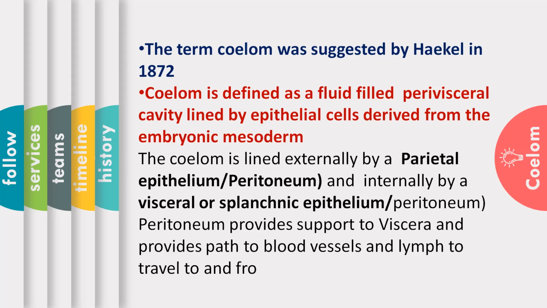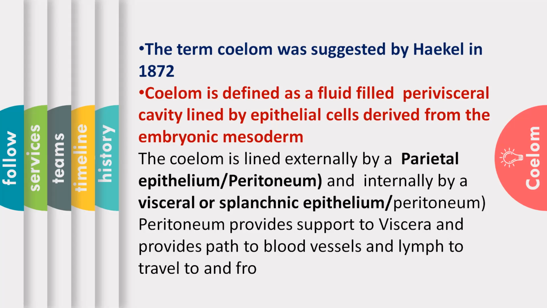And I have told you earlier also, these epithelial cells are which type? Cuboidal, columnar, squamous, which type? I told you peritoneum is an example of squamous epithelium. So these epithelial cells, they are squamous. The coelom is lined externally by a parietal epithelium or peritoneum. See, this is very important, the name. The external, towards the body wall, is parietal epithelium, and internally by visceral or splanchnic epithelium or peritoneum.